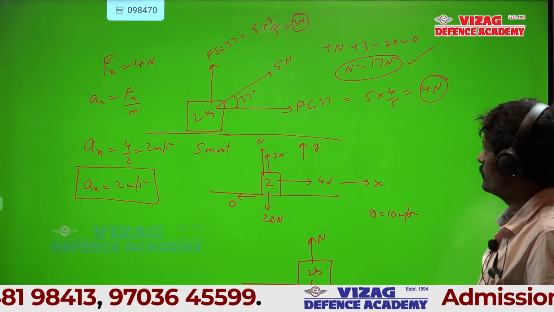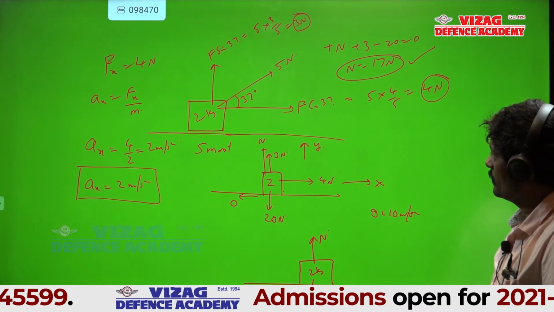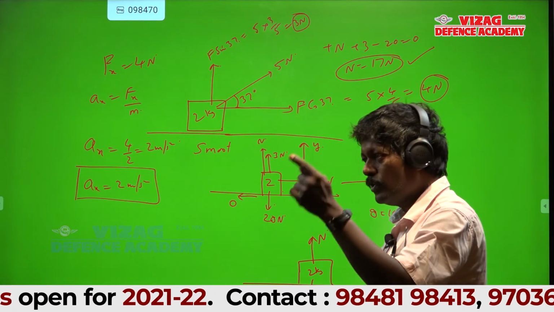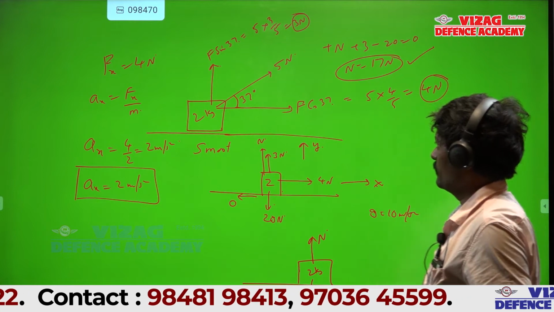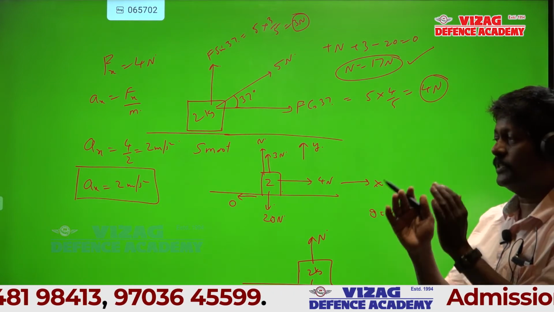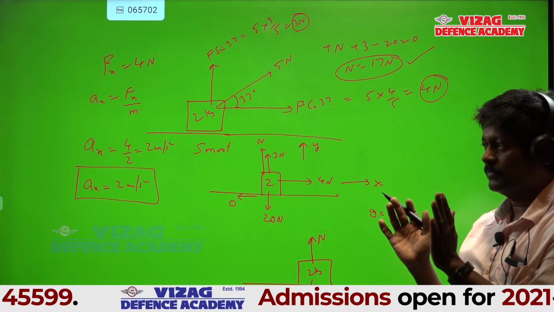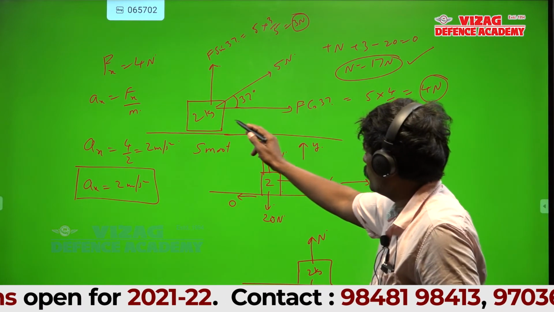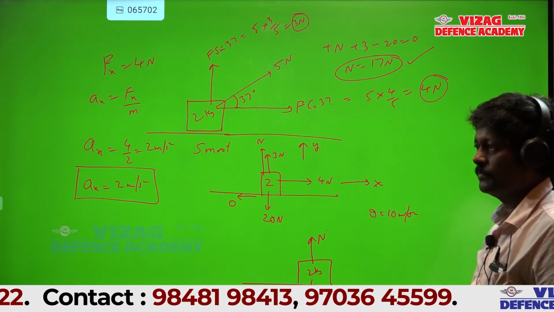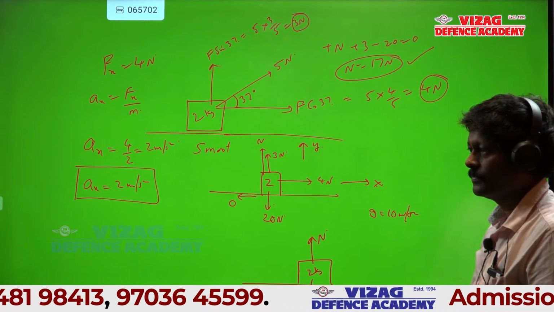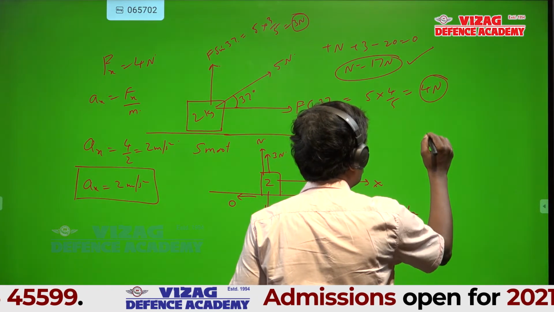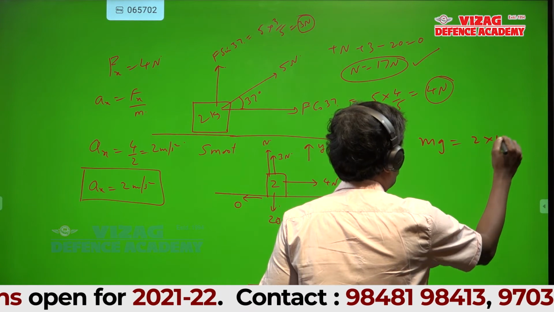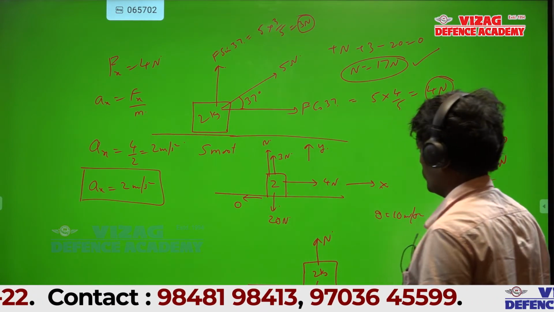Fx is equal to 4 N, that means F net in the horizontal direction. It means we are checking in which direction the body is moving. This 2 kg block is moving on the surface horizontally, with 3 and 4 N. But downwards you have 20. What is the 20? mg. M is 2, gravity is 10, so 20 Newton.